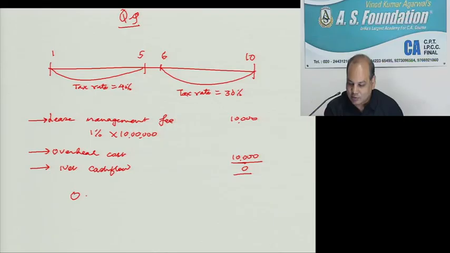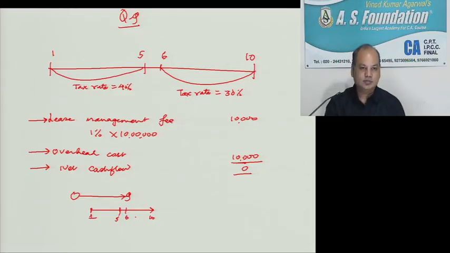Okay. Annual lease rentals are collected at the beginning of the year. So lease rental will be collected from 0 to 9. Tax payment will be made from 1 to 10. But in tax payment also will break into two parts. 1 to 5, 40%. 6 to 10, 30%. What is the question? You are required to determine the equated annual rent to be charged for the proposal.